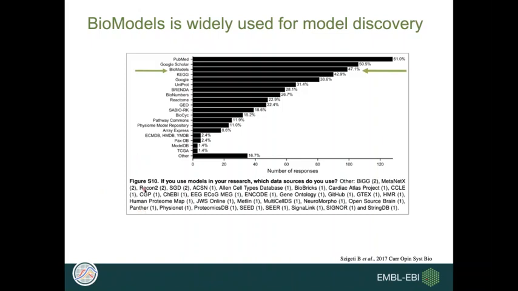In a survey where scientists were asked, if you use models in research, which data source do you use? They predominantly chose BioModels in the answer in the survey published in 2017. You can see that BioModels is popular among the modelers or scientists who use models in their research after PubMed and Google Scholar.